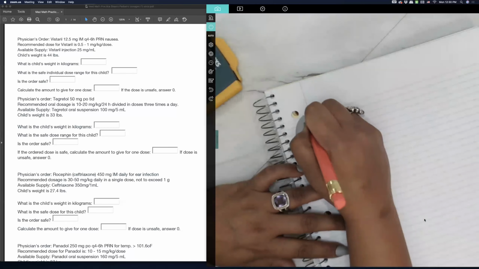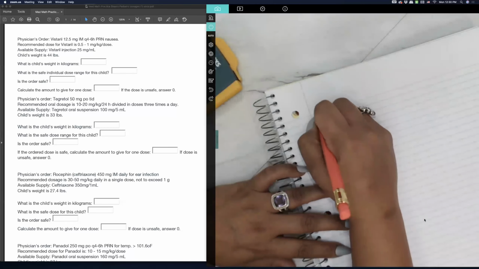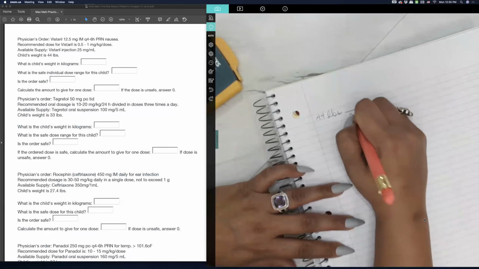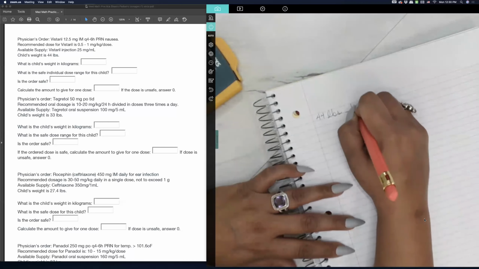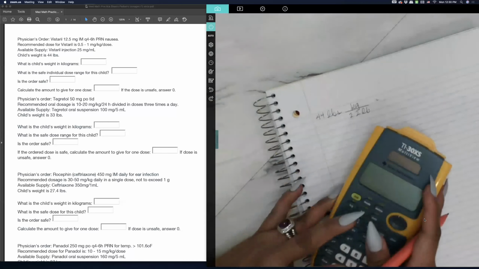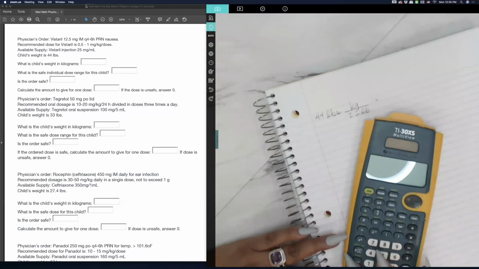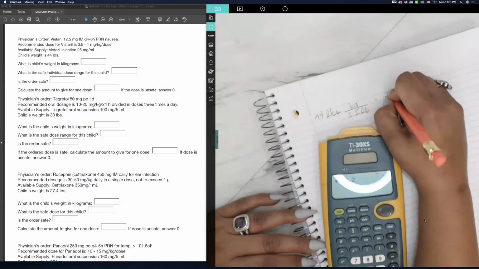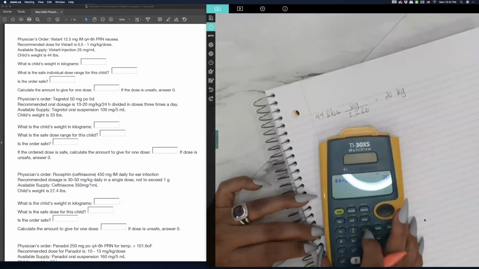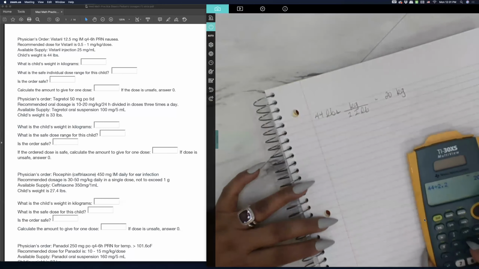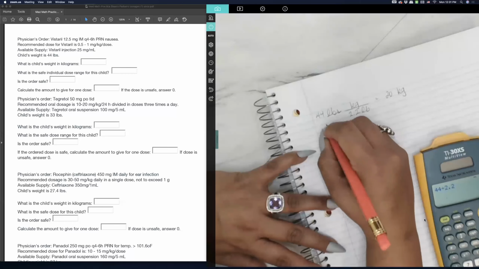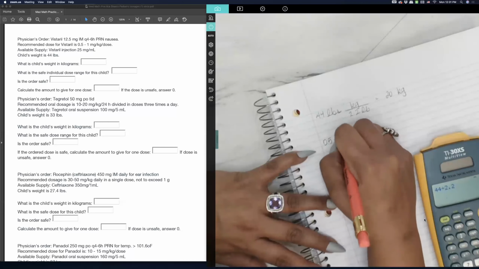So just a good habit is, let's start with the child's weight. It's 44 pounds. We're going to convert to kilograms. Okay, so 44 divided by 2.2 is going to give us 20 kilograms even. Okay, and the recommended dose is 0.5 milligrams per kilogram per dose.